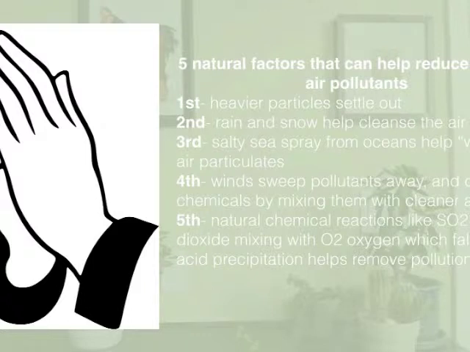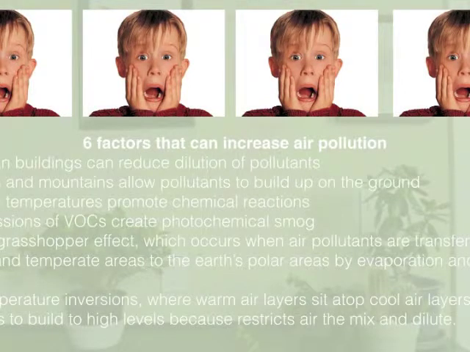There are 5 natural factors that can help reduce outdoor air pollutants. First, heavier particles settle out of the air due to gravity. 2. Rain and snow help cleanse the air of pollutants. 3. Salty sea spray from the oceans helps wash the air of particulates that flow from land to water. 4. Wind sweeps pollutants away and dilutes chemicals by mixing them with cleaner air. And 5. Lastly, some pollutants are removed naturally by chemical reactions like SO2, sulfur dioxide, mixing with oxygen, which falls as acid precipitation.